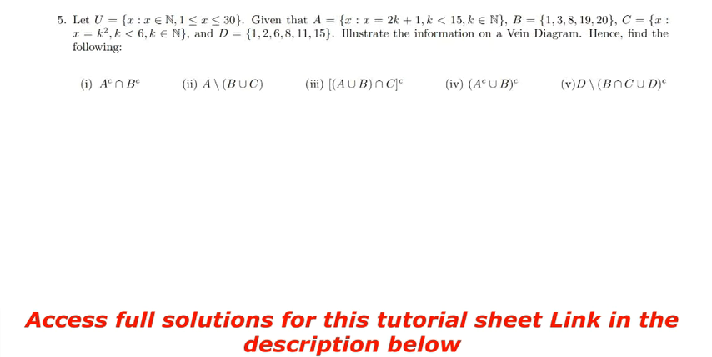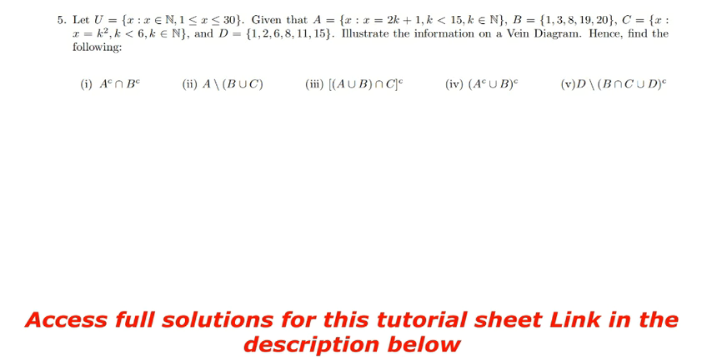So question 5, we have another very interesting problem. So let's deal with it. Let U be a set that is the universal set such that x is a member of natural numbers. You know that natural numbers are counting numbers starting from positive 1. So 1, 2, 3, 4, 5, and so on.